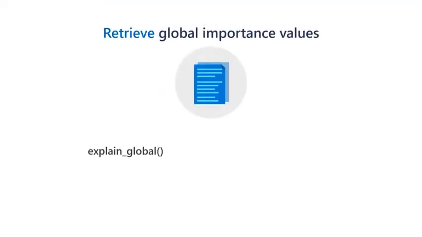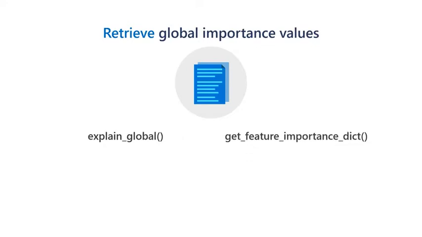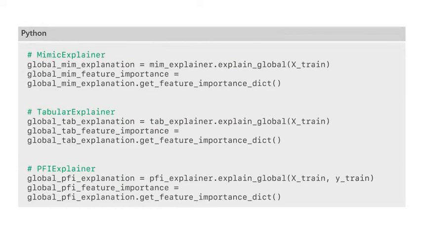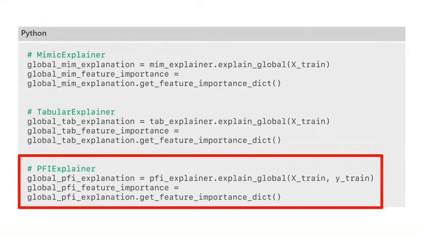To retrieve global importance values for the features in your model, you can call the explain global method of your explainer to get a global explanation, and then use the get feature importance dict method to get a dictionary of the feature importance values. It's important to note that the code is the same for mimic explainer and tabular explainer. The PFI explainer requires the actual labels that correspond to the test features.